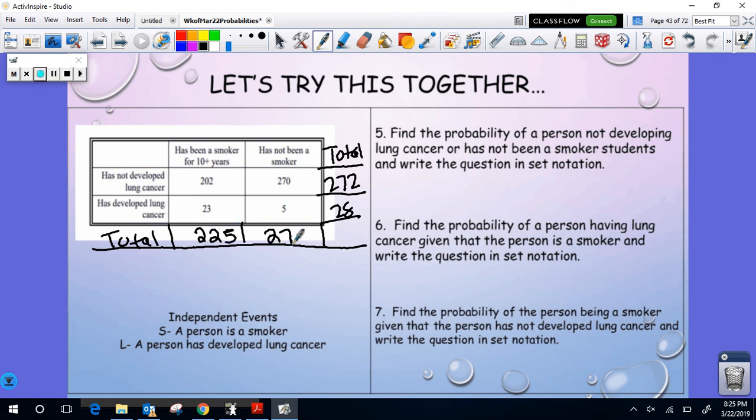225, 275, and it's 500 in all. Remember, this spot right here is your total amount. That's going to help you get your probabilities. It says find the probability of a person not developing lung cancer.